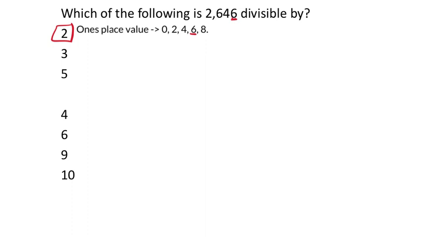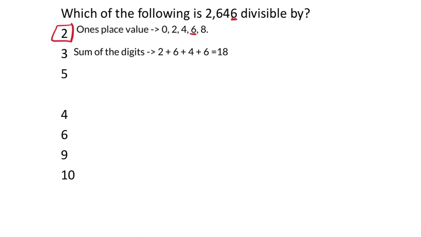3, we got to take the sum of the values, okay? So the sum of the digits, which is 2 plus 6 plus 4 plus 6. Now, when you do that math, you're going to end up with 18.